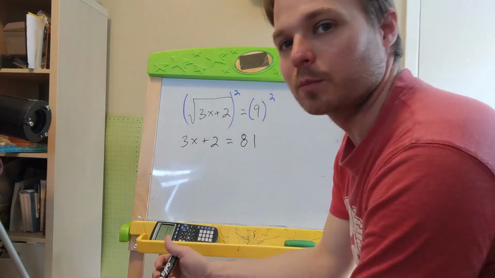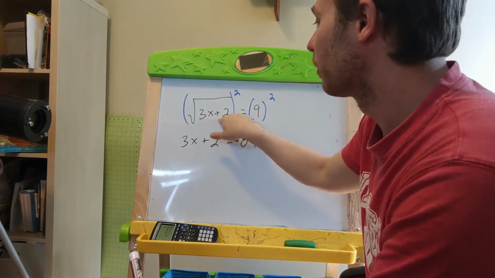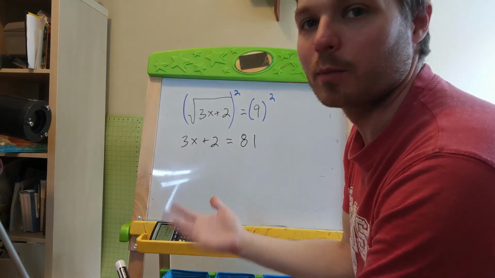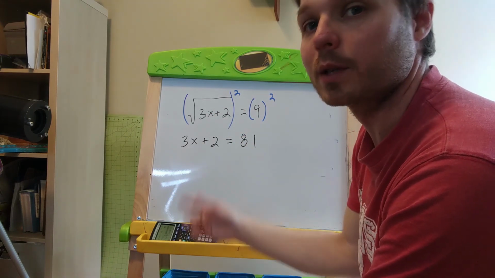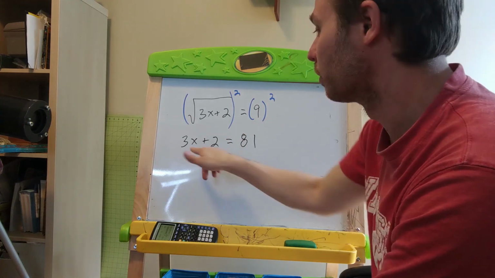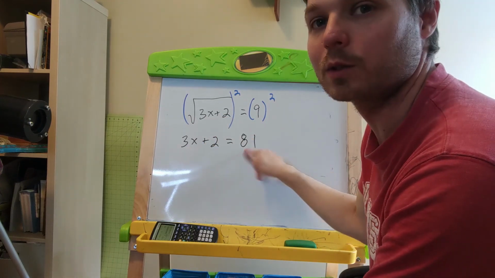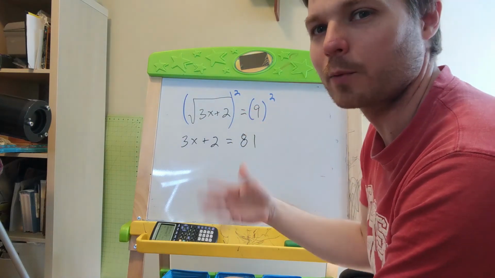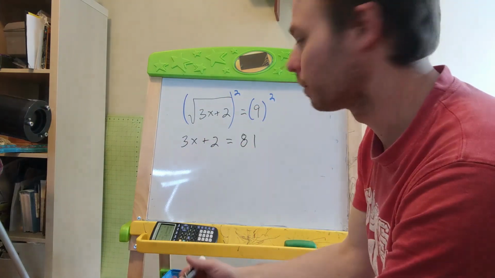Now this should make sense because we said that the square root of 3x plus 2 is equal to 9. So whatever was under the square root, it better be equal to 81, because when you take the square root it's got to equal 9. So it makes sense that the 3x plus 2 has to be equal to 81, because when we take a square root here we get 9. Again, it's not really magic, we're just following these logical steps.